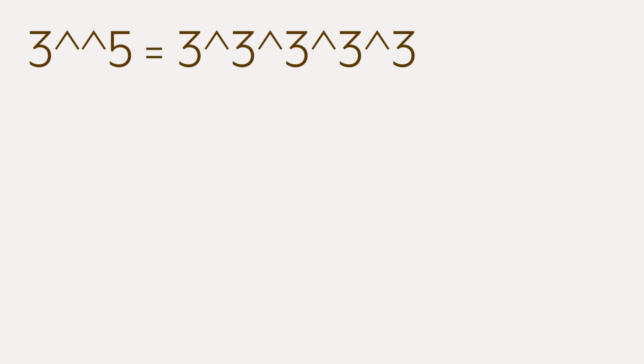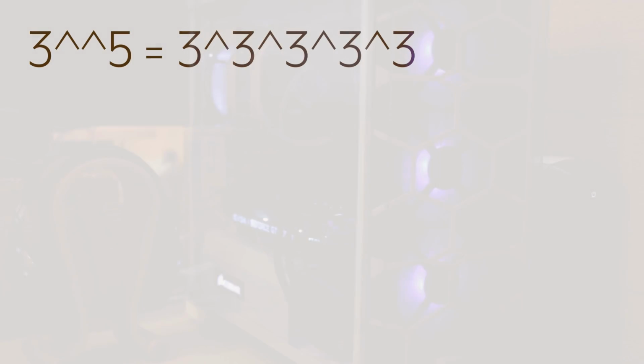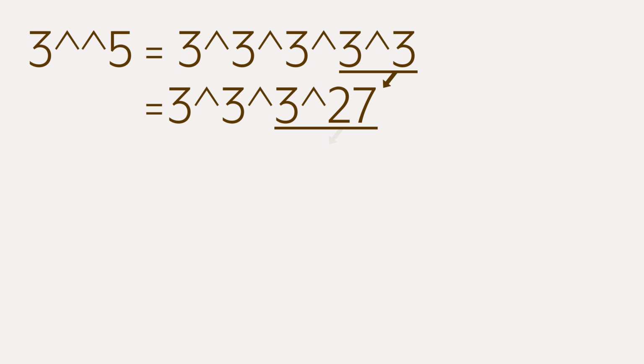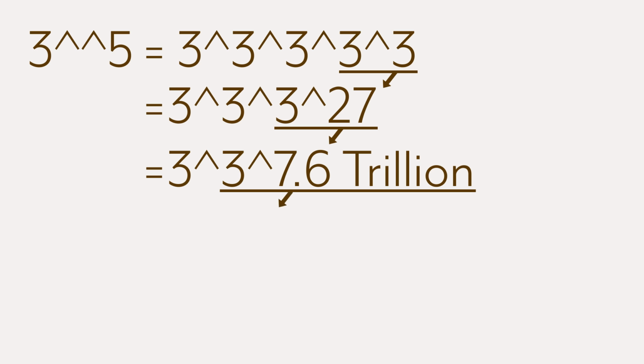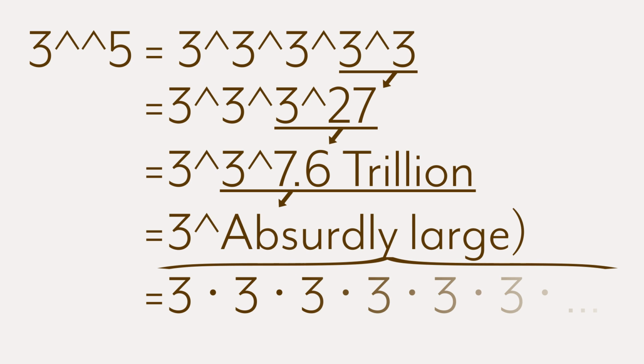Swapping the order of the numbers results in abject craziness. 3 to the superpower of 5 would be 3 to the 3rd to the 3rd to the 3rd to the 3rd. That is insanely large. I don't own a computer that's able to perform that calculation. I'm not even sure one exists right now. Here's why. This is 27, this is something like 7 trillion, and this number is too large to comprehend. Multiplying 3 by itself 7 trillion times dwarfs anything today's computers can calculate. But then we take that immense number, and that just tells us, one final time, how many times we should multiply 3 by itself. The result is unfathomable.